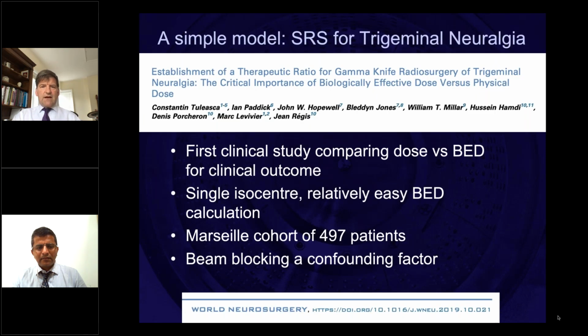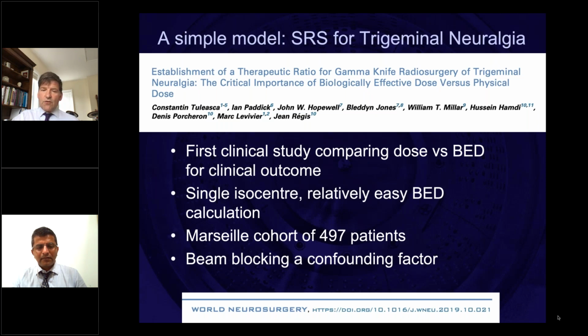And there's a paper that we published late last year in World Neurosurgery. Again, we were looking at SRS for trigeminal neuralgia, but this time we used BED. So this was the very first SRS clinical study comparing dose versus BED to look at clinical outcome.